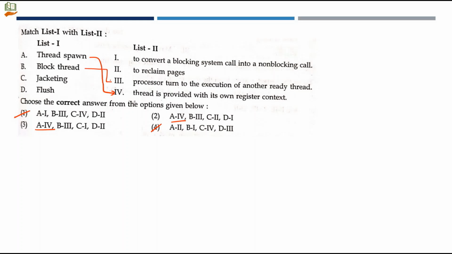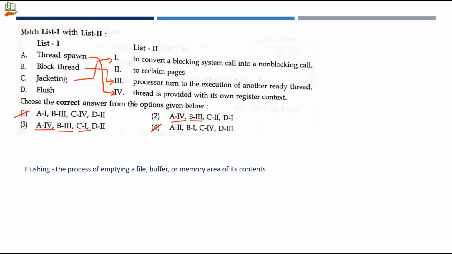B is mapping to 3. B3, B3. Let's see about flush. It is the process of emptying a file, buffer or memory area of its contents. So it has nothing to do with blocking call to unblocking call. So we can map jacketing to 1.